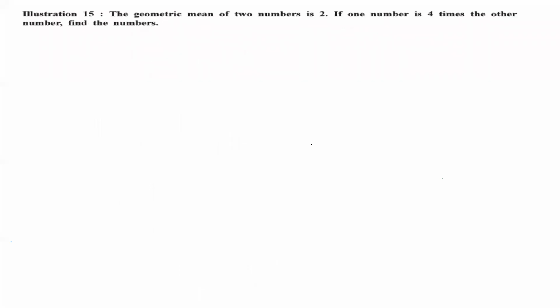Roll number 39 clear? Yes, sir. Okay. Now illustration 15. It's a very important one. Roll number 46, start reading. The geometric mean of two numbers is 2. If one number is 4 times the other number, find the numbers. It's a very important question and it's confusing also. The geometric mean of two numbers is 2. So clearly they say that our G is equal to 2.